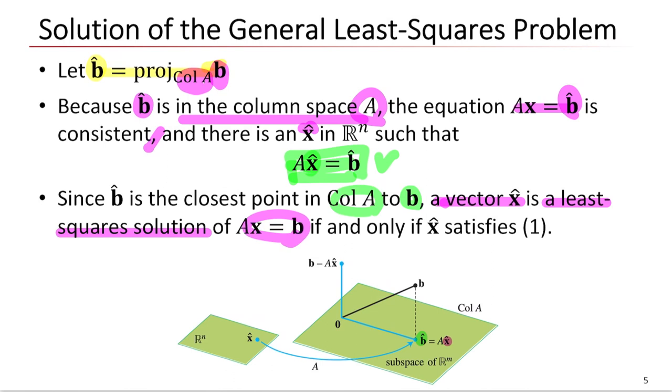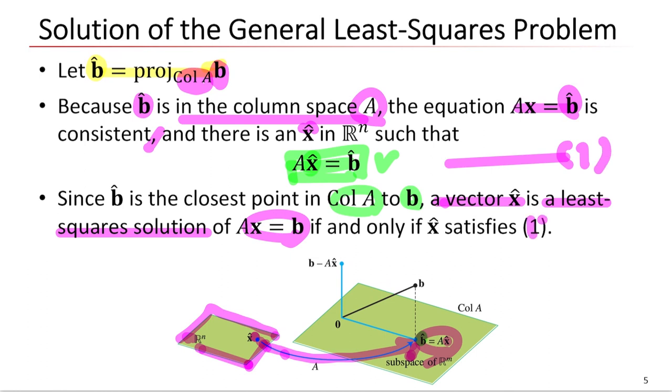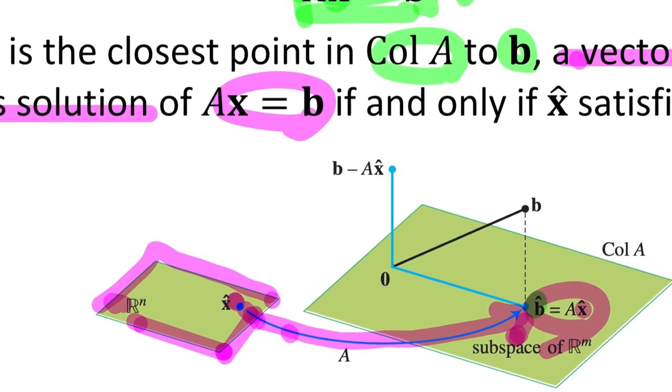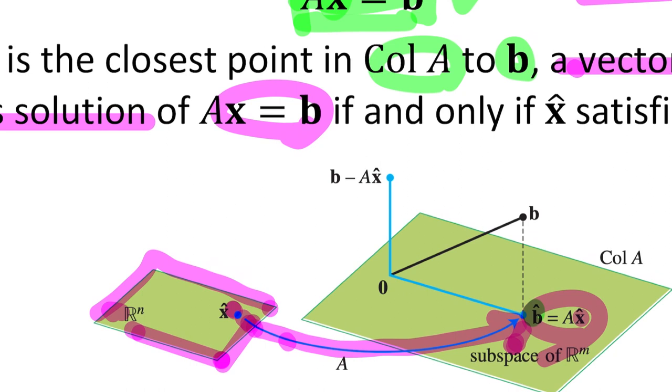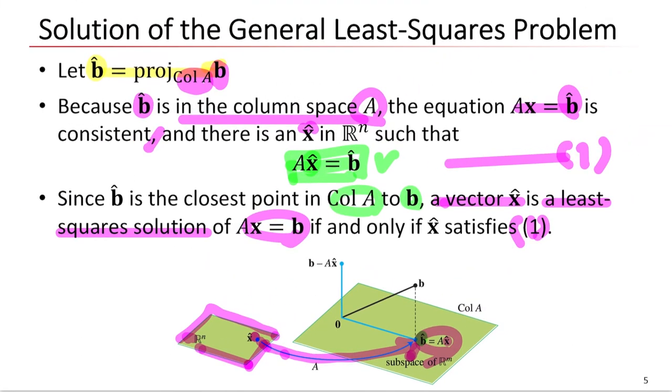In this case, the domain will be the input space where x is defined. So the question is, we want to find the vector x that satisfies this equation. This is equation one. To summarize, the least squares solution means the vector x hat that satisfies A x hat equals p hat, where p hat is the orthogonal projection of the vector b onto the column space of A. So this is the general least squares solution, right?